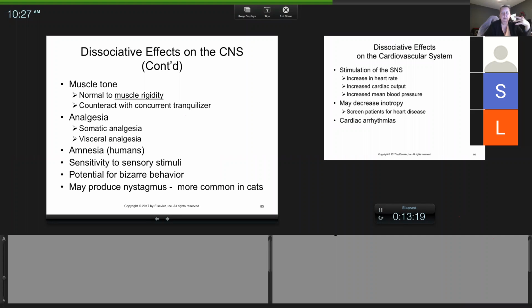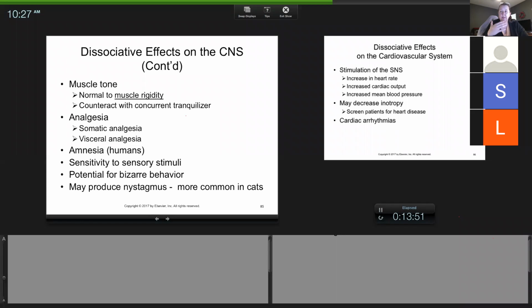And some animals can have some bizarre behavior. Some nystagmus. There's an effect we used to call the tennis match cats. You give it to cats and they go like this, and if you watch their eyes, they look like they're watching a tennis match. That's why they call them tennis match cats. And sometimes this is a dissociative, okay?